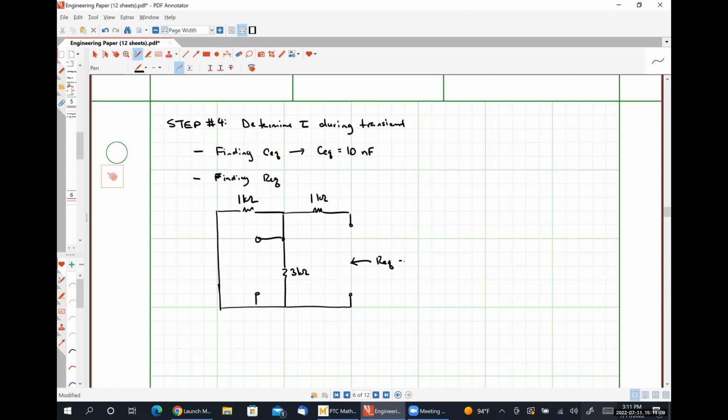To me, this looks like a 1 kilo ohm resistor in series with the parallel combination of a 3 kilo ohm resistor in parallel with a 1 kilo ohm resistor. So 3 in parallel with 1 looks like 3/4 of a kilo ohm, or in total 1.75 kilo ohms. Does anybody have any problem with how I found REQ, or any questions about why I did what I did to find REQ?